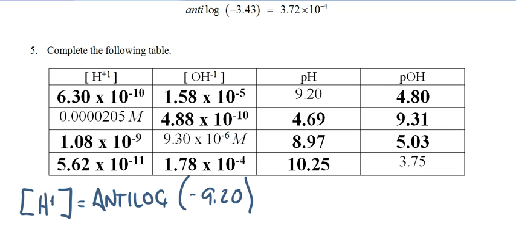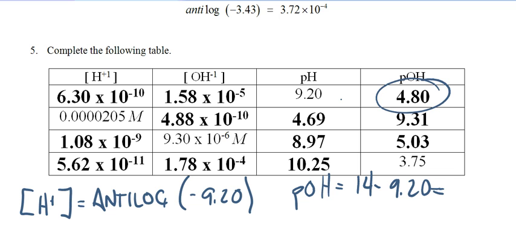Once we have the pH, we can find the pOH simply by taking 14 minus that. So the pOH is 14 minus the pH, which in this case is 9.2. If you can do that in your head, that's great. So 4.8, no problem there.